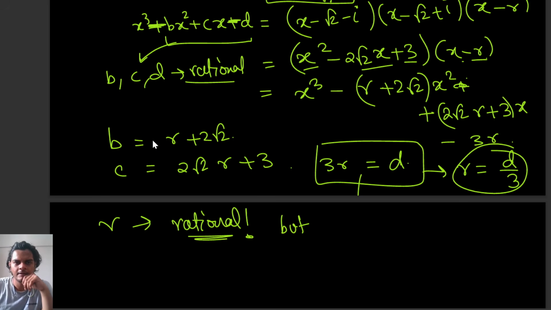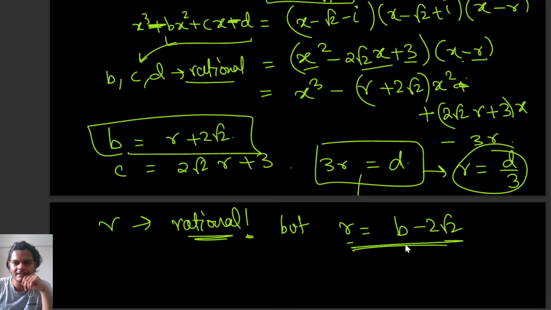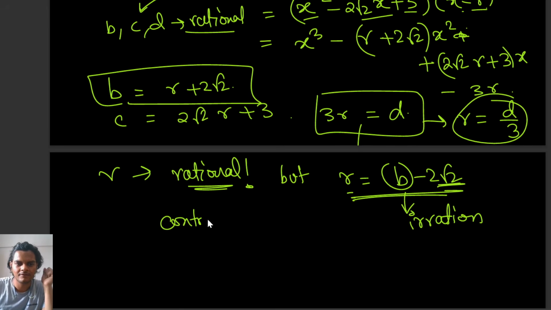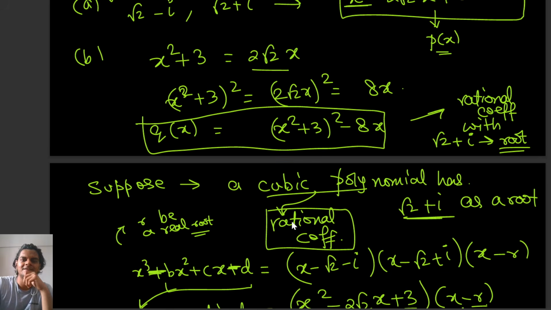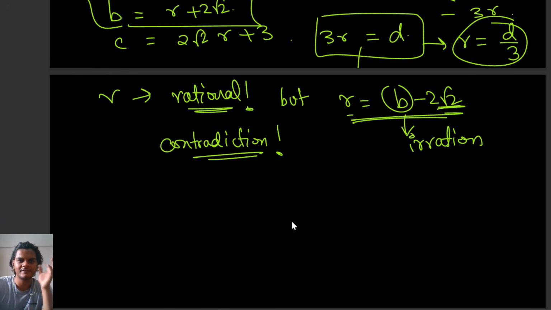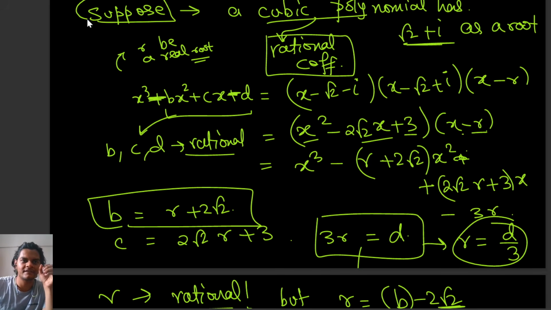But r is also this, b minus 2 root 2. So clearly this is irrational. Why is this irrational? Because b is rational and this is irrational. So overall r is irrational. So this is a contradiction. Is that understood? So this is important to note, and once you noted that, this is a contradiction to what? Contradiction to this assumption. This assumption is wrong, right?